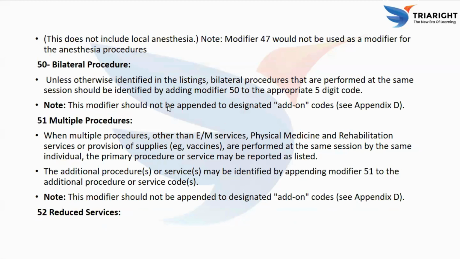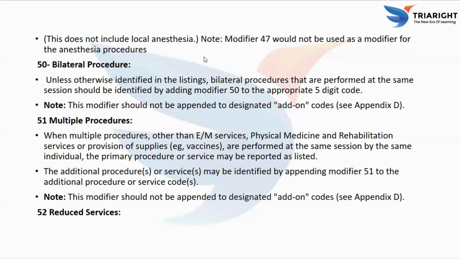Modifier 50, bilateral procedure. Modifier 50 is used when the same procedure is performed on both sides of the body during the same session. For example, bilateral, right plus left. When is modifier 50 used? Same procedure, same session and both sides of the body. Examples are surgery on both eyes, procedure on both knees, and injection in both shoulders. Important rule: do not use modifier 50 when the CPT code already includes bilateral in its description, or when the code is an add-on code. Always check Appendix D for add-on codes. So 50 is nothing but both sides.